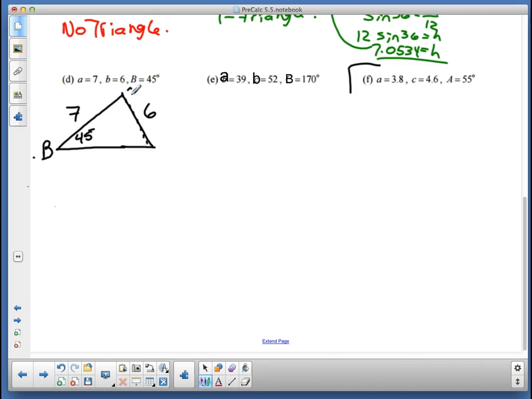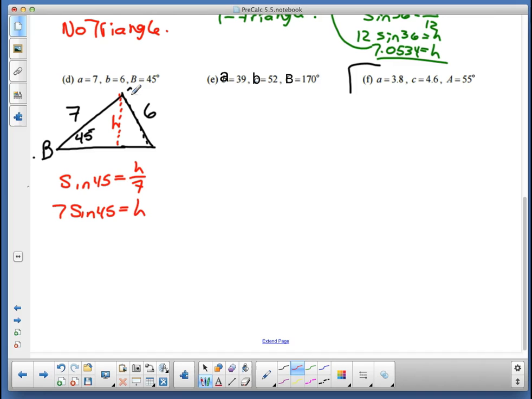So I got to be thinking what that value is, and that's the height. So I'm going to use sine of 45. Remember, sine of 45 is the square root of 2 over 2. So sine of 45 is equal to H over 7. So I got 3.5 square root of 2 here. Pop that in my calculator, and I'm going to find out that that height's 4.950. So what we've just determined is that there is space over here for a second triangle. This is a 2-triangle situation.